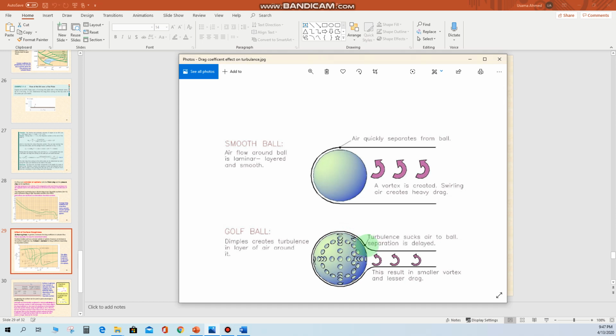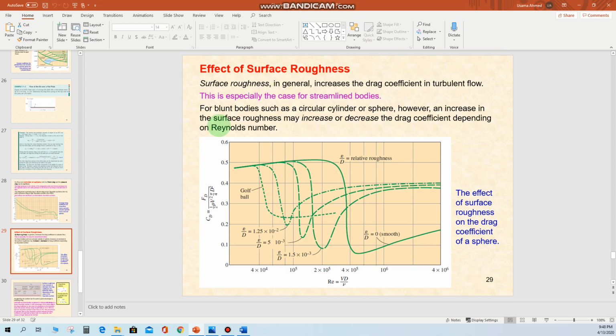There will be a delay in the boundary layer separation, and when there is a delay in the boundary layer separation, there will be a smaller low pressure zone behind this object. So in this case, due to the geometry of this particular ball, due to the pits, the boundary layer separation will be delayed, and this ball will have less drag force compared to the ball that we have here. That is why we keep these pits and holes on the golf ball, to delay the boundary layer separation.